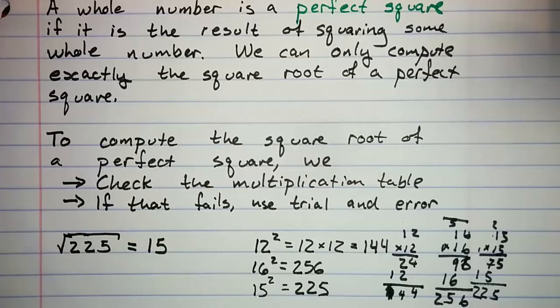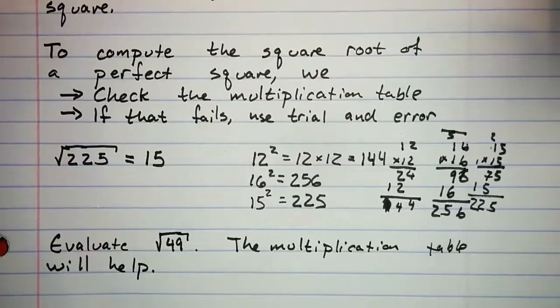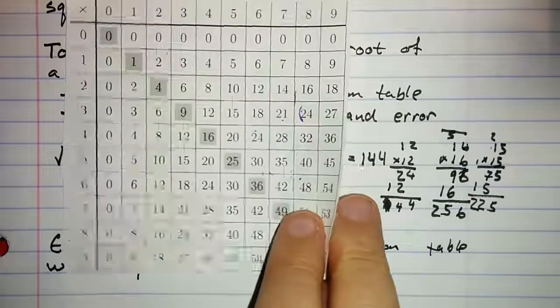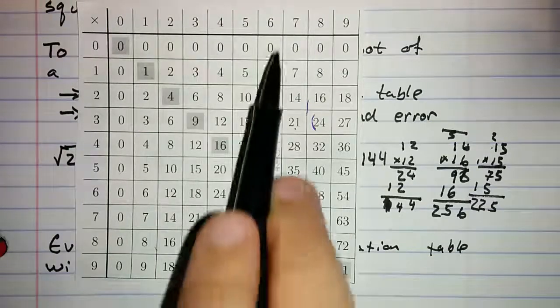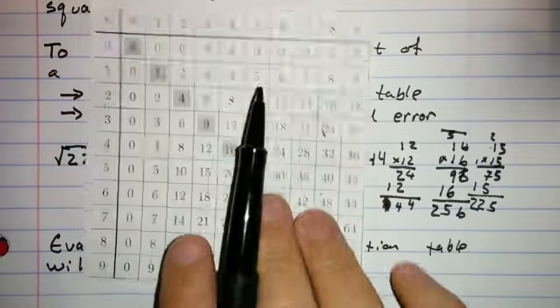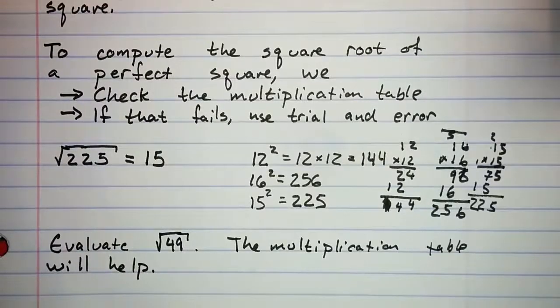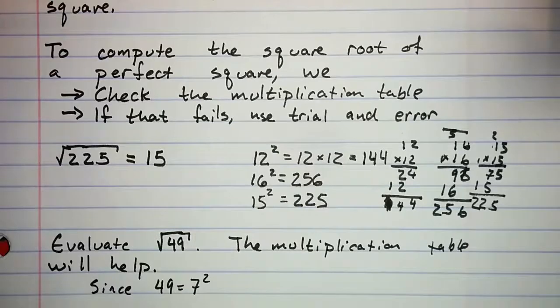I'm going to give you one of these to try. Evaluate the square root of 49. The multiplication table will help. Pause the video and try this now. Looking in the multiplication table, we see that 49 is one of our shaded perfect squares. It is in fact 7 times 7. So since 49 is 7 squared, the square root of 49 is 7.